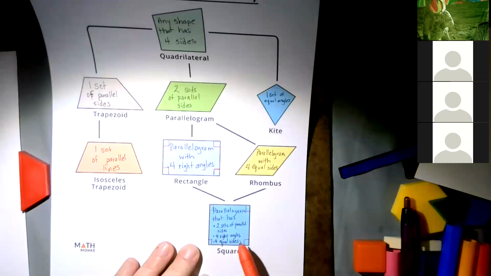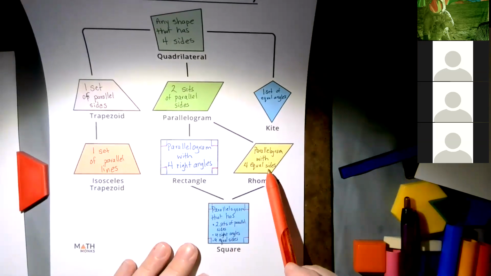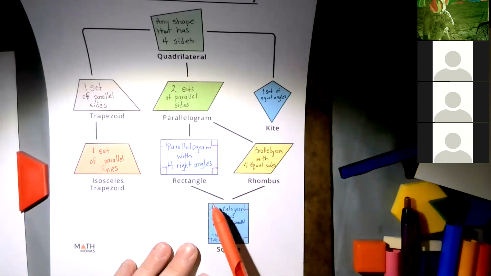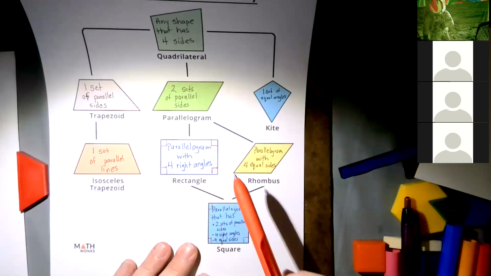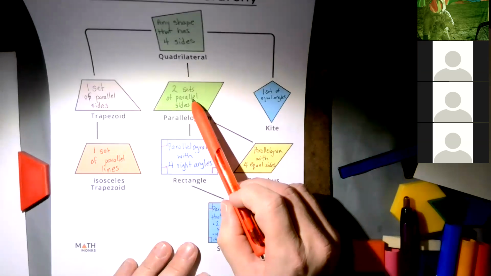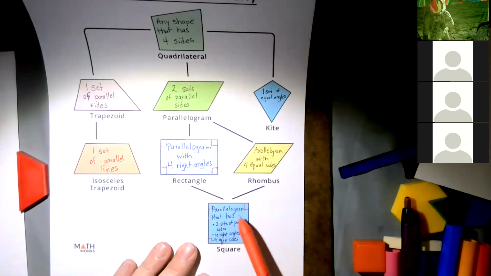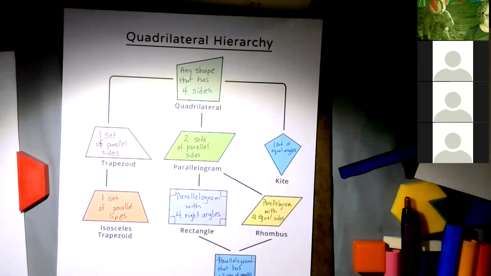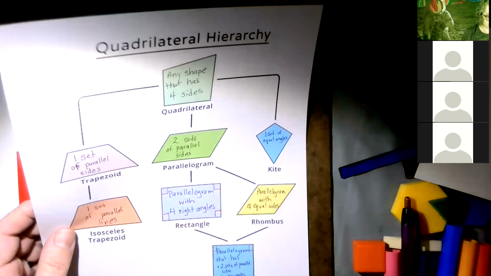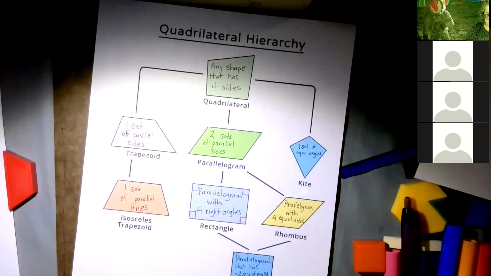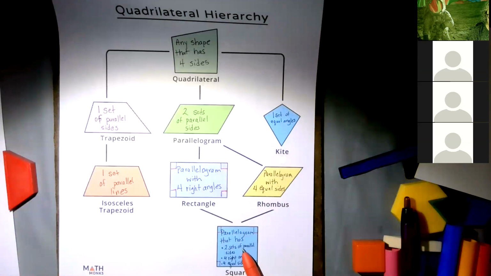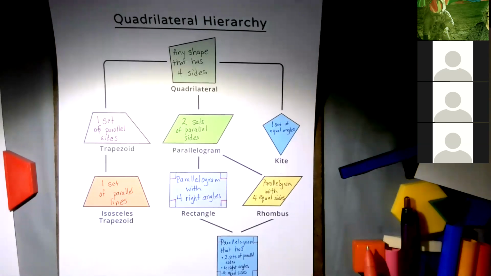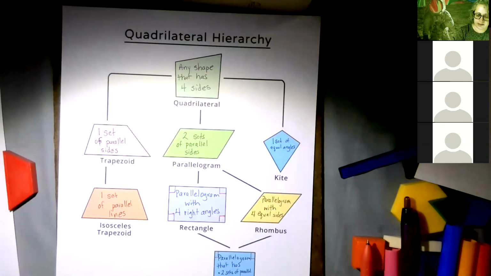So that's why a square is a rhombus, because it has 4 equal sides. It is a rectangle because it has 4 right angles. And it is a parallelogram because it has 2 sets of parallel sides. And of course, it's a quadrilateral because it has 4 sides. I thought that was neat to see how a square can be all of those. Okay. All right.